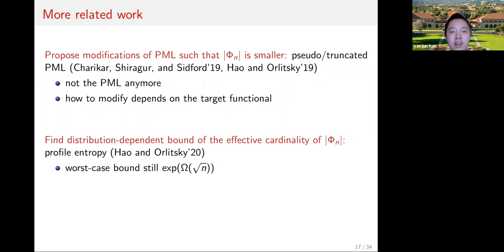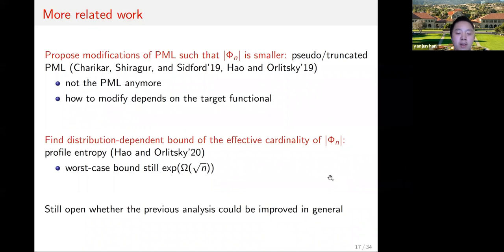The second approach is to find a distribution-dependent bound of the effective cardinality of phi n. So basically, the e to the 3 root n is a worst-case upper bound on the cardinality of profiles. But under different true distributions, the effective cardinality might be smaller. This approach is taken by Han and Orlitsky in 2020. They propose a notion of profile entropy. The main issue here is that the upper bound for the worst case distribution is still of the order e to the power of root n. So in terms of the minimax analysis or the worst case analysis, the worst case analysis of the PML will still remain the same. So it is still open whether the previous analysis could be improved in general for the PML.